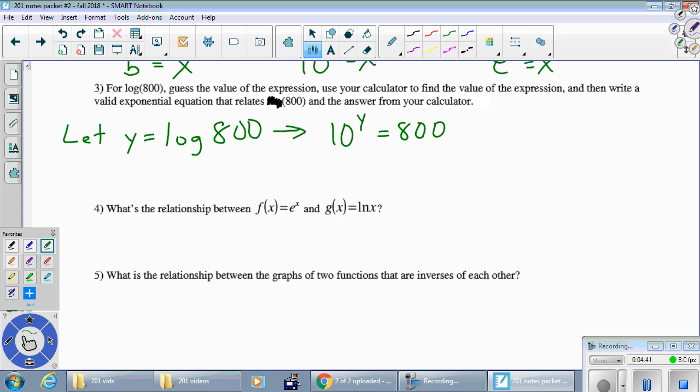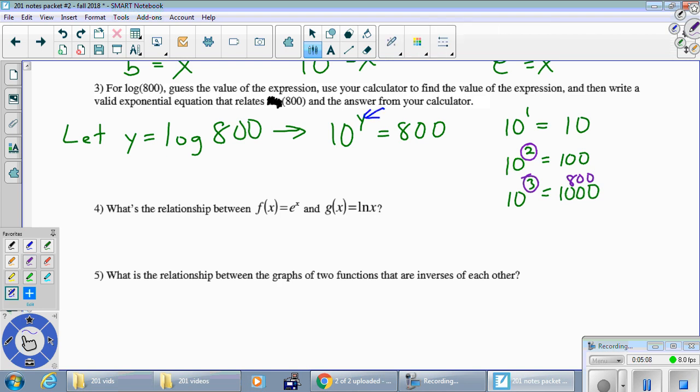So for example, if we let y equal 1, then 10 to the first is 10. And if we let y equal 2, then 10 to the second is 100. And if we let y equal 3, 10 to the third is 1,000. And 800 is our magic number. And 800 is someplace in between 100 and 1,000. Therefore, the power that we want, the value of y that's sitting up here, has to be someplace between 2 and 3. 800 is darn close to 1,000, so probably my answer for y is going to be something closer to 3 than 2.